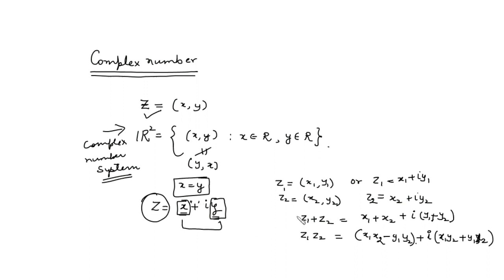So this z can be written as x plus iota y, satisfying these properties. Then this is a complex number. Here x is said to be the real part of z, and y is said to be the imaginary part of z. Now what is the meaning of this iota? Just see what iota will be. We can write it as 0 plus iota into 1.